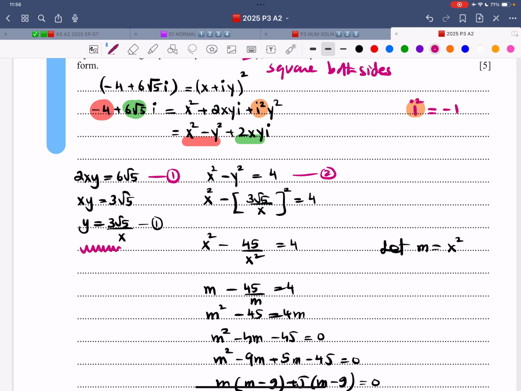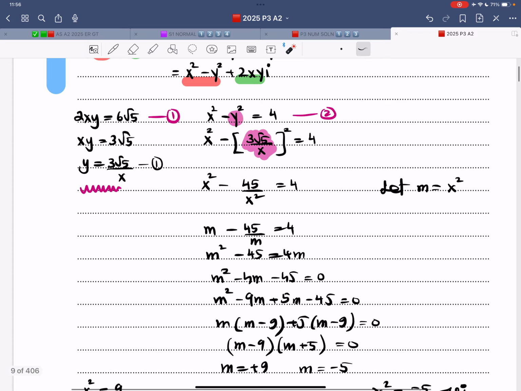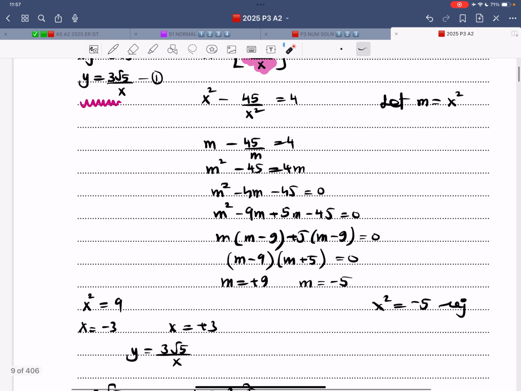I made y the subject. So when y is made the subject, it is inserted over here. Square both sides, not both sides, just this term. 3 squared is 9, root 5 squared becomes 5, 9 5s are 45. Now I can either first make it an x to the power 4 equation, then do the substitution, or I can do the substitution beforehand. So let m equal x square. So m minus 45 over m equals 4. Cross multiply by m, this becomes m square, this becomes 4m.